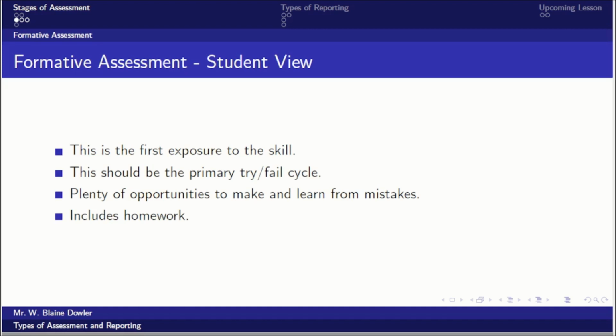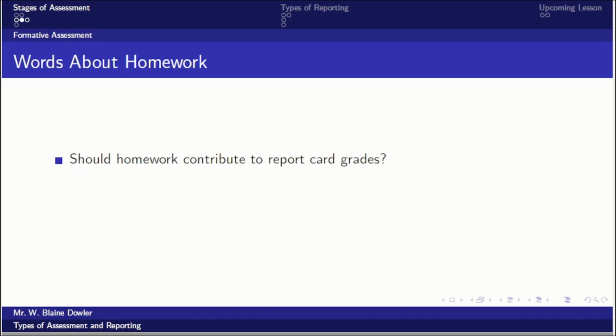Now, this stage does include homework. This is where they are practicing. And that opens up bigger questions. First of all, should homework contribute to report card grades? Well, generally speaking, formative assessment shouldn't be included, or if there is no alternative to get the students to do it in practice and we haven't found some other motivation to get them to do homework other than putting it on the report card, well then we need to put it in there, but put it in lightly weighted and find some way for them to have a try-fail cycle where they can recover from mistakes.